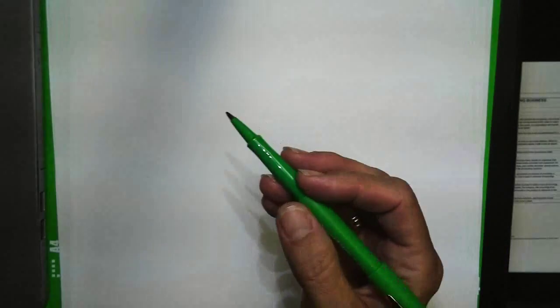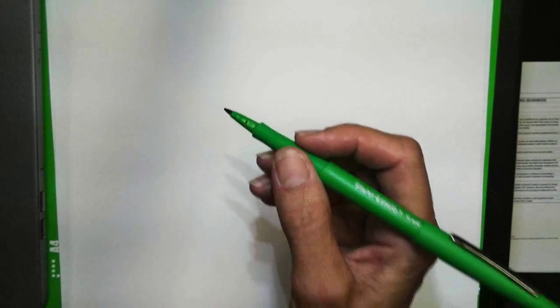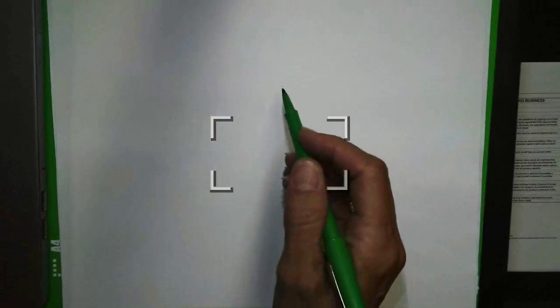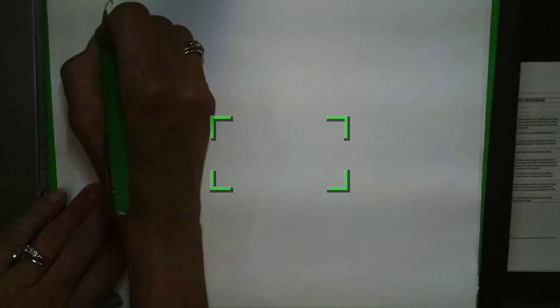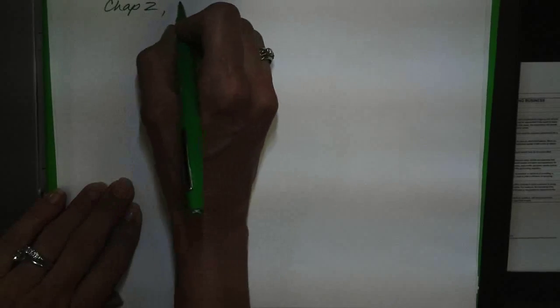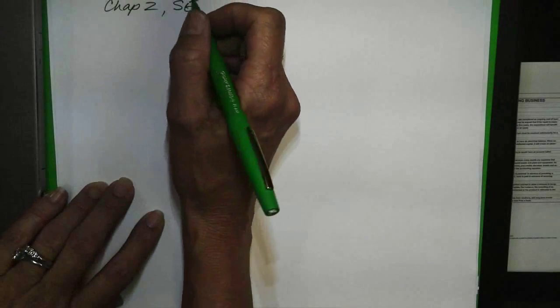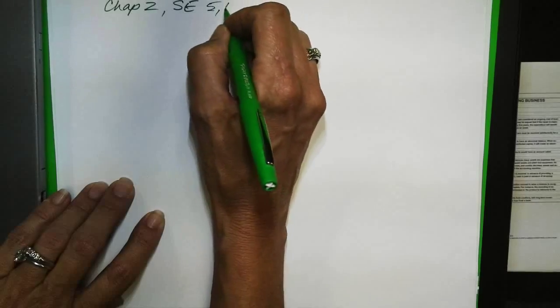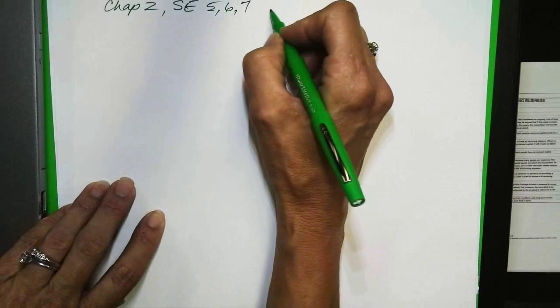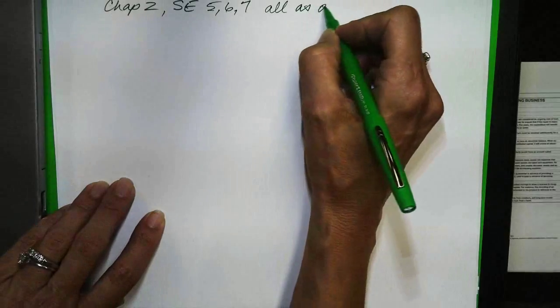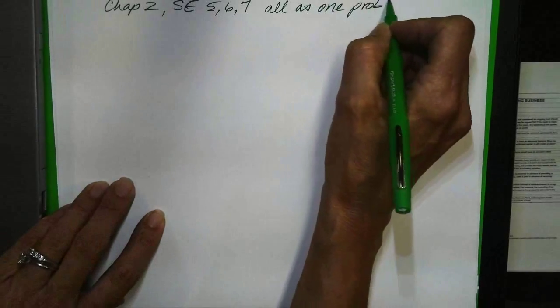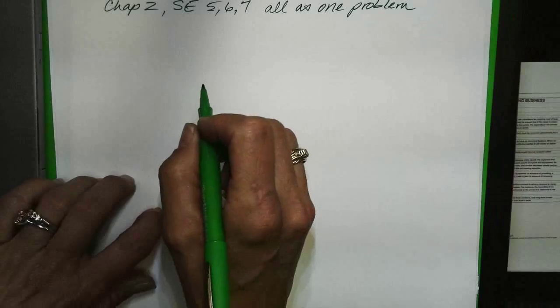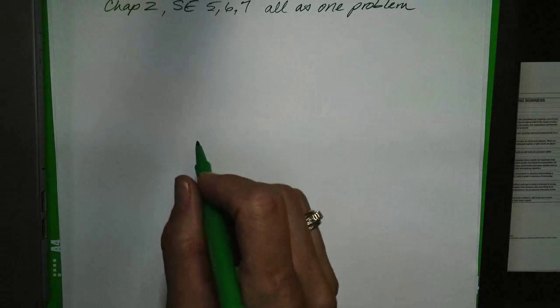I worked on it earlier today, and there's a little bit of a bad glare from the whiteboard, and so I'm thinking that I would maybe rather do it this way. So what I'm going to do at this time is we are going to work through exercise chapter 2 SE 5, 6, and 7. We're working them all as one problem. We're really going to take it a step beyond what 5 says.